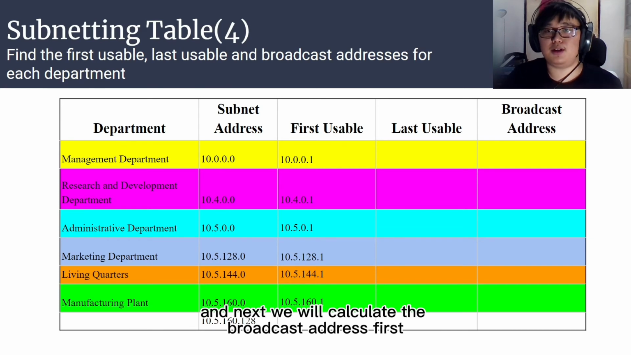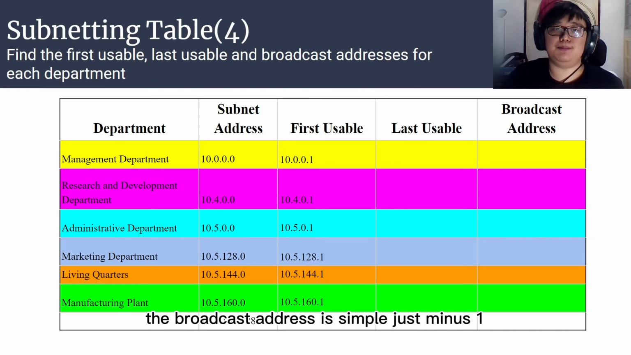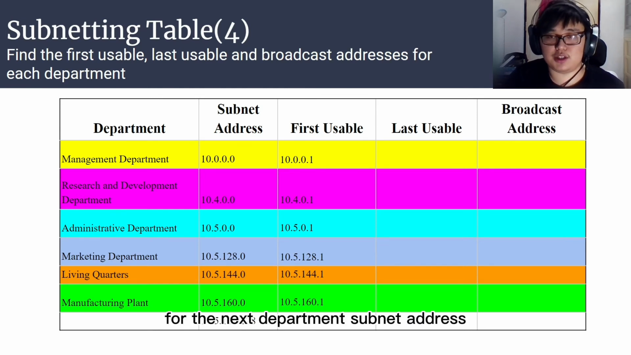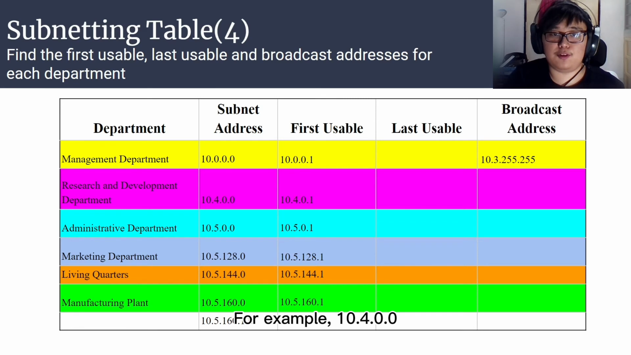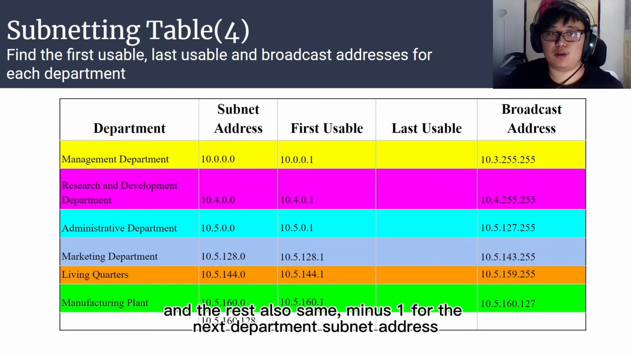Next, we will calculate the broadcast address first. The broadcast address is simple, just minus 1 from the next department's subnet address. For example, 10.4.0.0 minus 1 will become 10.3.255.255. And the rest are also the same, minus 1 from the next department's subnet address.